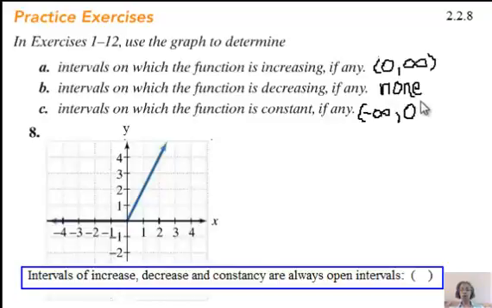Since we're writing open intervals, we don't include this endpoint of 0. We always use parentheses to enclose negative infinity or positive infinity. We always use parentheses to enclose an endpoint when it's not included. Intervals of increase, decrease, and constancy are always open intervals, which means our enclosures will always be parentheses.